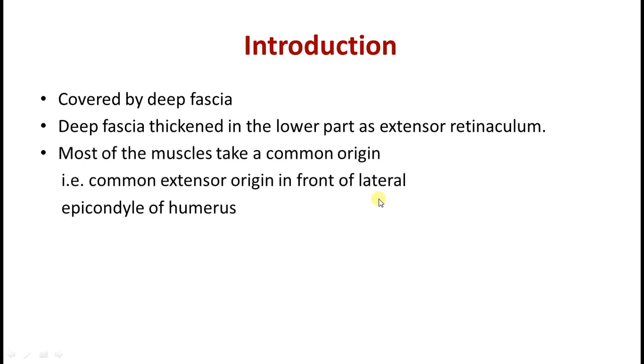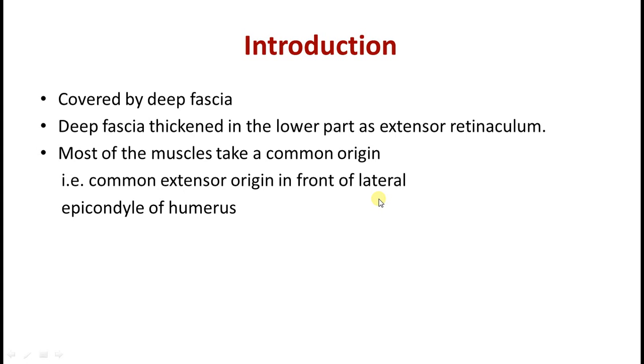In the coming slides, I will be discussing the various muscles, their origin and insertion. I would like to stress one point: at the undergraduate level you need not memorize all these origins and insertions of these muscles. If at all, you can have an overall idea about these muscles.